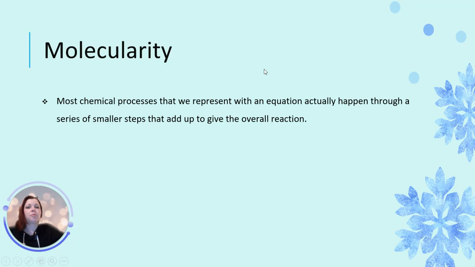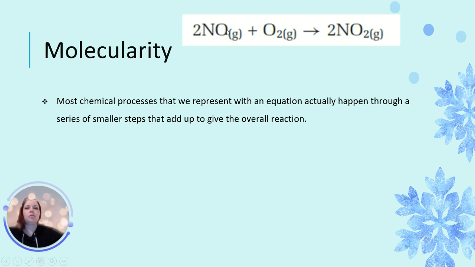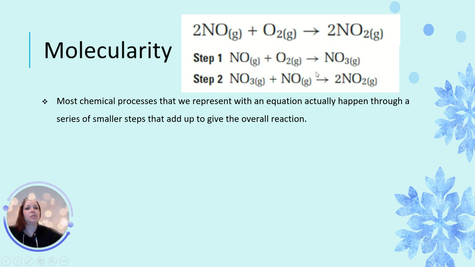Most chemical processes that we represent with an equation actually happen through a series of smaller steps that add up to give the overall reaction. And we'll look at this a little bit more as the course goes on. But let me just show you. You're used to seeing a reaction look like this: 2NO plus O2 yields 2NO2, but actually it happens in two steps.